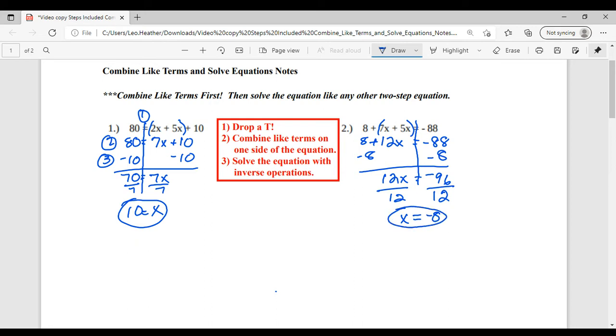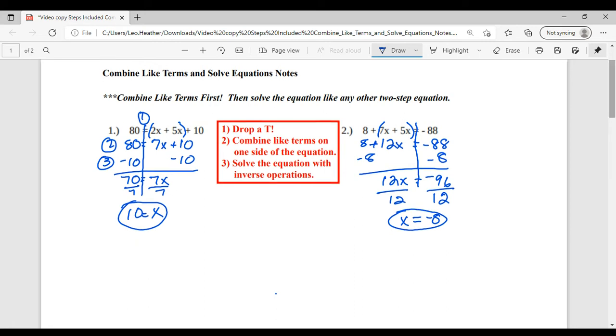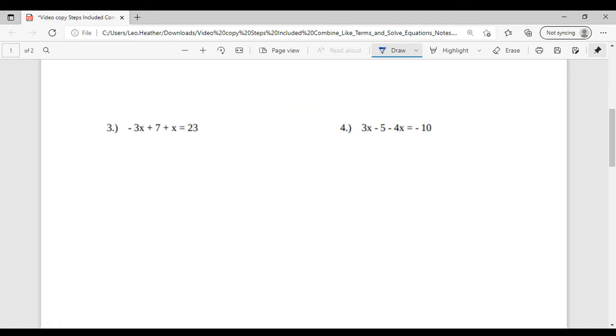The next two are very similar to number 1 and 2. So if you would like to pause the video and do number 3 and 4 alone, then you can restart and check your answers. I will go through them for anybody that needs more examples.